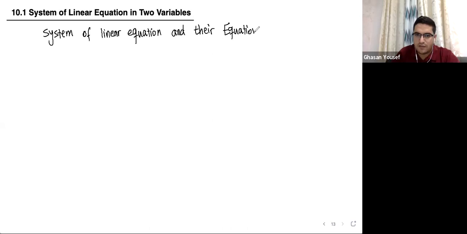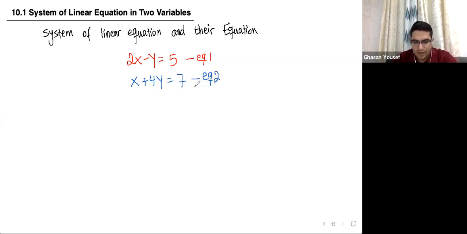I mean, for this, if I have two linear equations, the first one is 2x minus y equal 5. This is the first equation. And my second equation is x plus 4y equal 7. This is my second equation. So this is equation 1, and this is equation number 2.